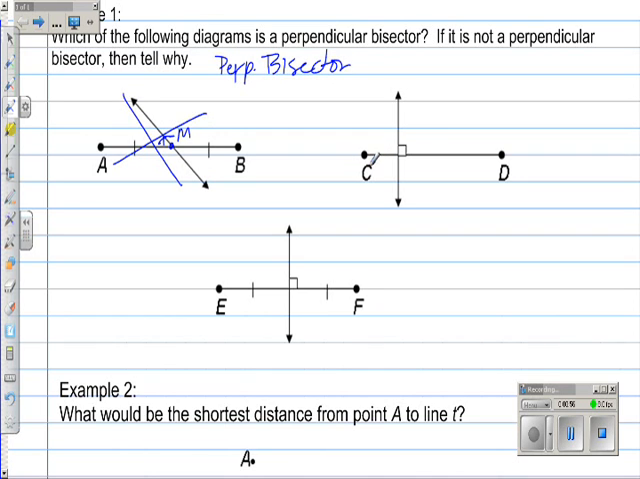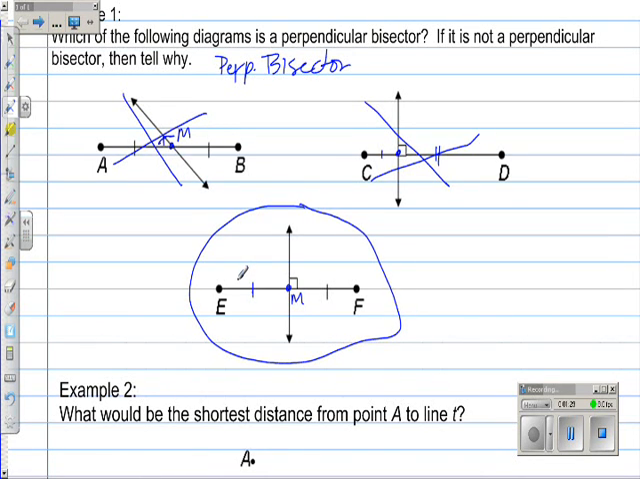Now the second one, the line intersects line CD at a right angle, so this is perpendicular, but the length of C to this point is not congruent to the length of that intersection point to D, so it is perpendicular but not a bisector, whereas the first one was a bisector but not perpendicular. This last one is perpendicular because it forms a right angle, and if we call that M, EM is the same length as MF, as we can see because this is marked, so this one is a perpendicular bisector by definition of a perpendicular bisector.